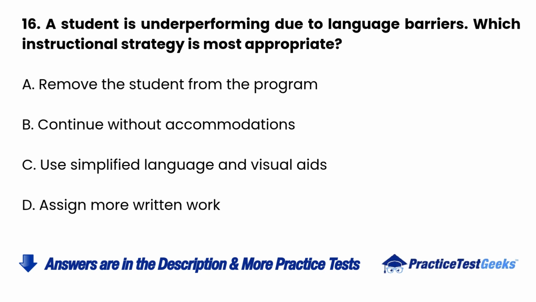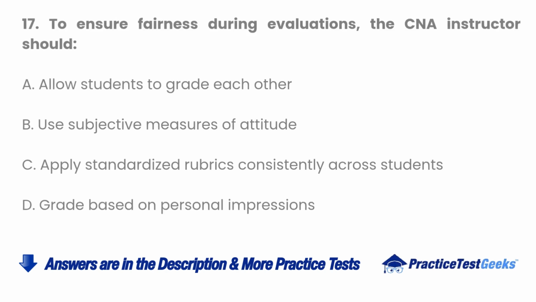16. A student is underperforming due to language barriers. Which instructional strategy is most appropriate? A. Remove the student from the program. B. Continue without accommodations. C. Use simplified language and visual aids. D. Assign more written work.